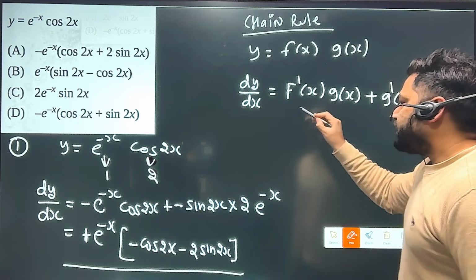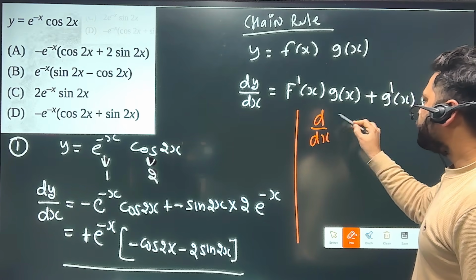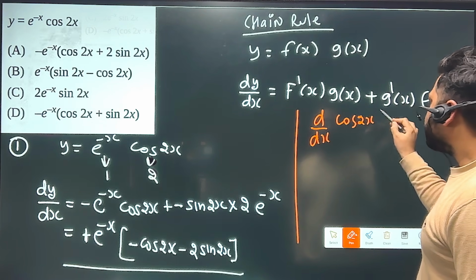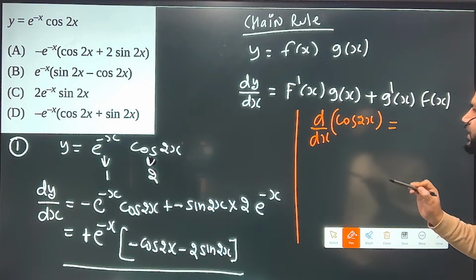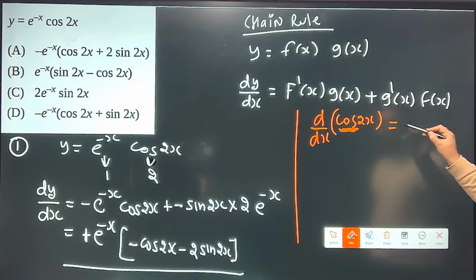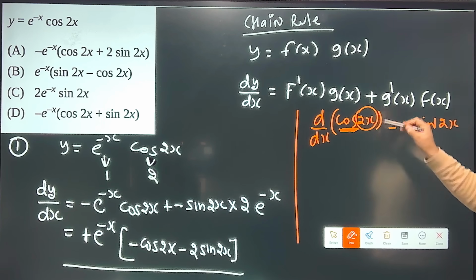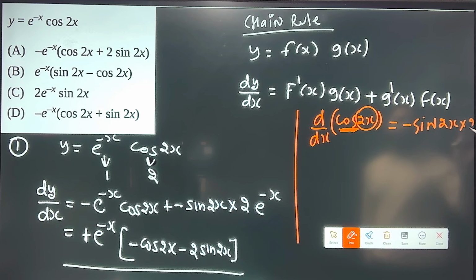So basically, how have we done the differentiation of cos 2x? We have to do the differentiation of this cos part. Cos differentiation is always minus sine. The angle we have to write is the same, 2x will remain the same. And after that, this 2x also we have to differentiate. 2x differentiation will be 2, and it will be multiplied.